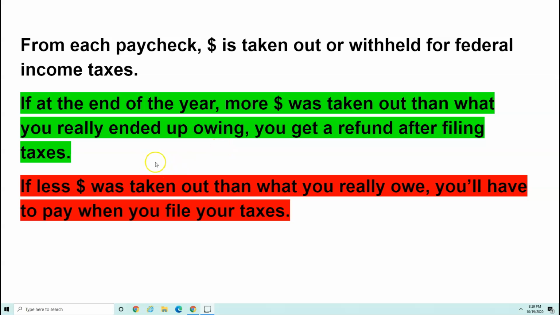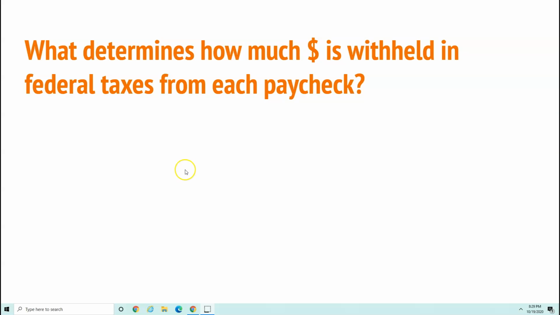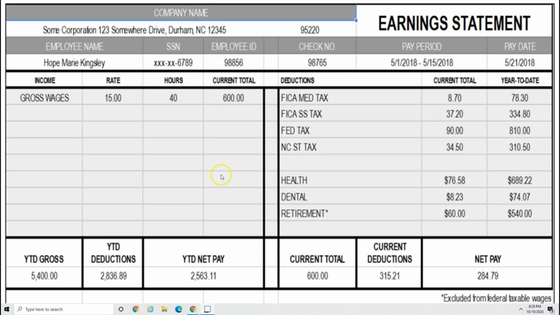And if less money was taken out than what you really owe, then you're going to have to pay when you file your taxes. So then the question is, what determines how much money is withheld in federal taxes from each paycheck? How did that number of $90 come about?